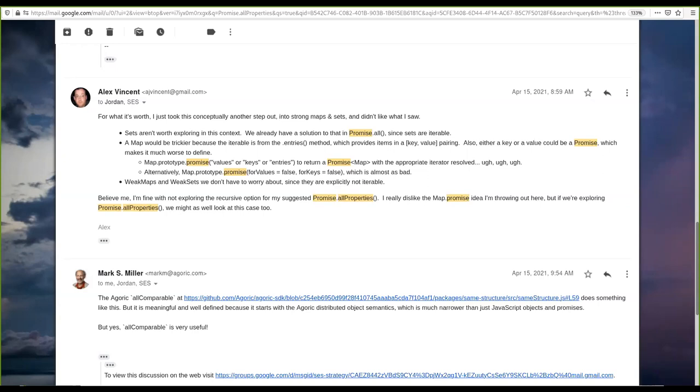So allComparable is the deep generalization, but it is well defined there for exactly the reasons that Richard raises, which is that it's within a whole set of decisions that characterize what's effectively a new language semantics embedded in the JavaScript semantics that have made very particular choices.